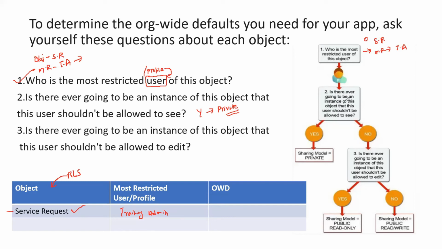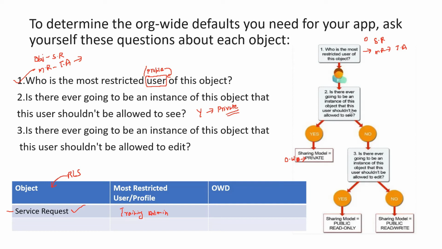So this question is talking about whether there is any scenario where this user should not be seeing the records on this object. If the answer to that question is yes, put the OWD of that particular object as private. So if that is what you want, you have your answer. The OWD for this particular object should be private. If you have reached an answer, you can write it down in your Excel sheet.